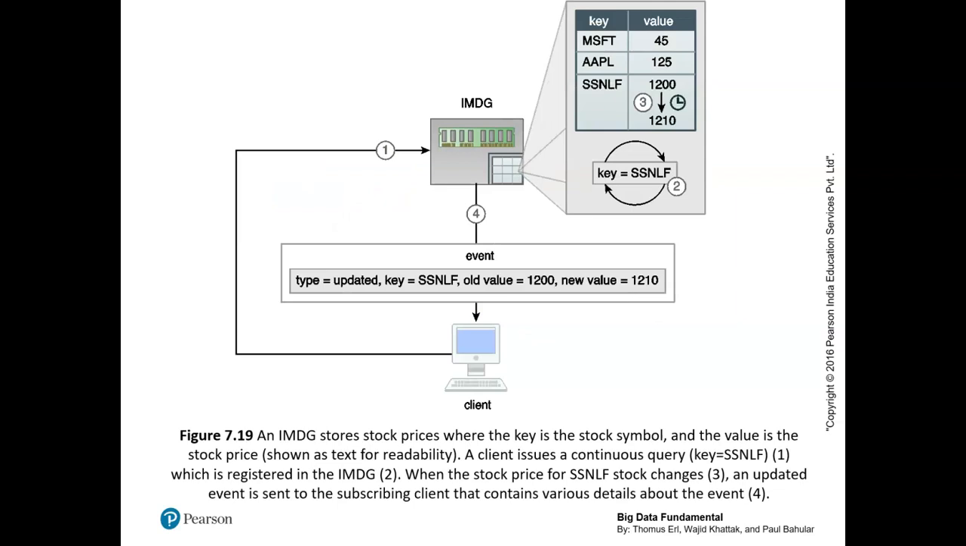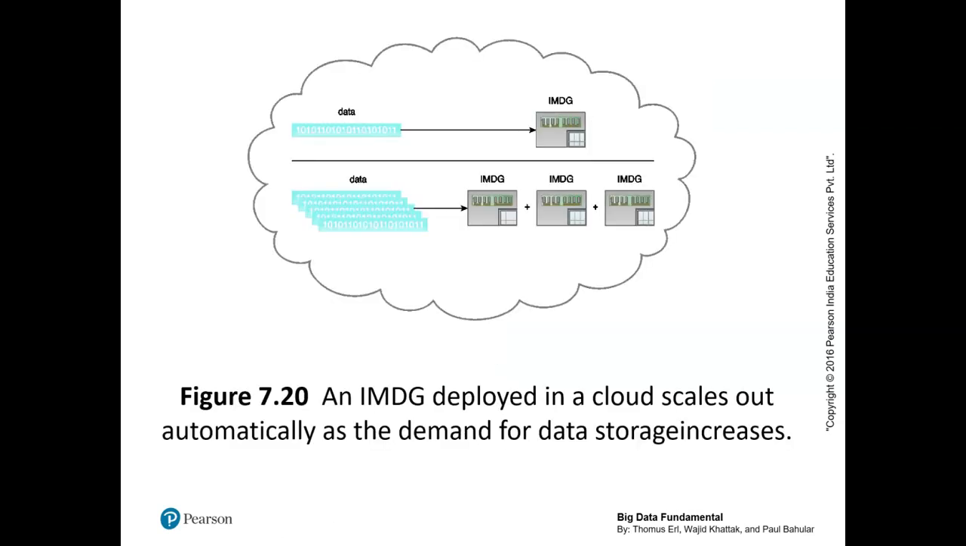And here is more on the processing time and how the processing is done. This way you save time, instead of pushing the data to the hard drive and then to the RAM, and then from RAM to the hard drive, because with high volume that could be an issue for us. An IMDG deployed in a cloud scales out automatically as the demand for storage increases. So you can see over here, when a lot of data is coming into the cloud, you can easily process it, because you have processing from both the RAM and the disk.